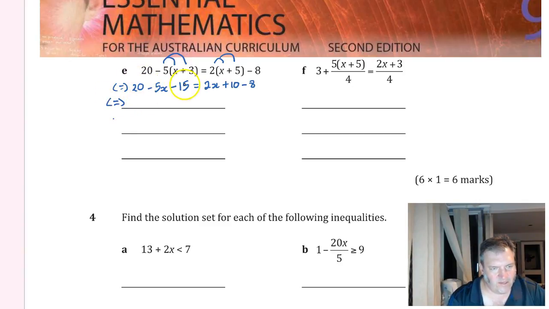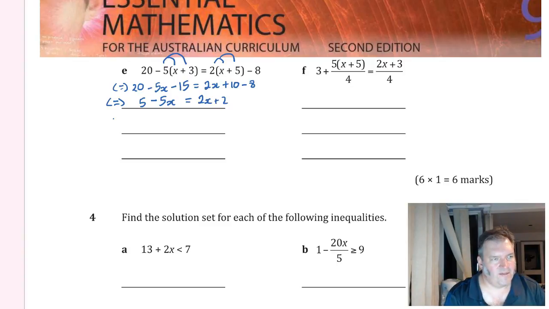So there's a number, 20, and I'm subtracting 15. So 20 minus 15 is just 5. So now I've got 5 minus 5x on the left-hand side. And on the right-hand side, the 2x doesn't have anything to join up with. And 10 minus 8, well, that's just 2.